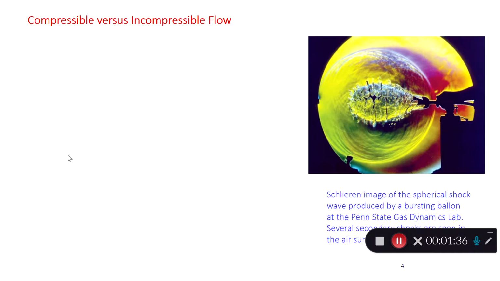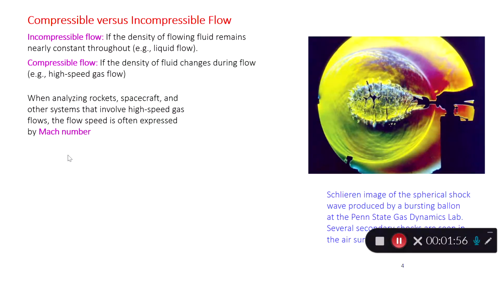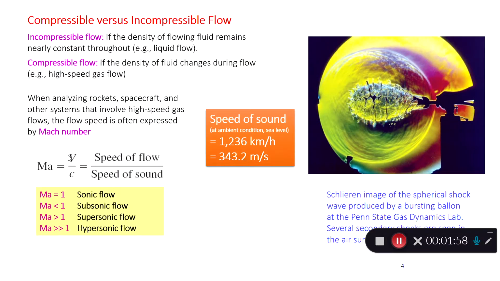Next, we have compressible versus incompressible flow. If you understand the word compress, you should understand this with no problems. Incompressible is not compressible. If you cannot compress something, it means the density remains constant, and compressible is just the opposite. This is related to the Mach number and the speed of sound, but I'm not going to go too deep into this yet.